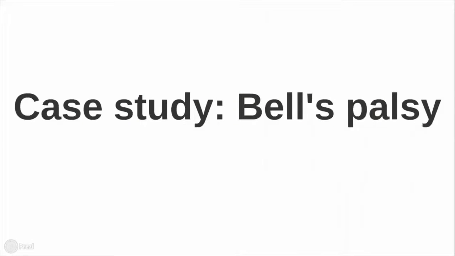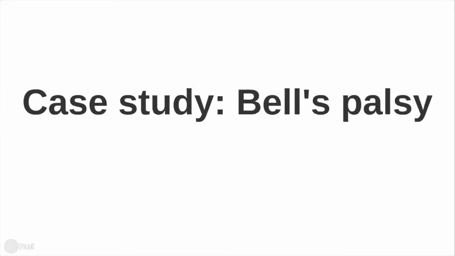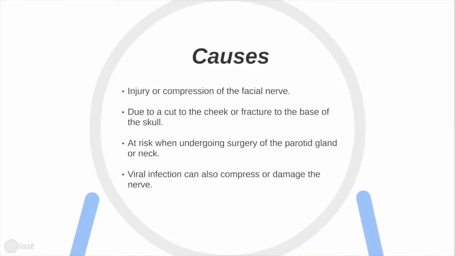Particularly relevant to the pathway of the facial nerve is a condition known as Bell's palsy. This is where the function of the facial nerve is impaired, causing weakness and paralysis, usually on one side of the face. It is the most common cause of facial paralysis. There are numerous causes of Bell's palsy, but one of the most common is an inflammation of our nerve.